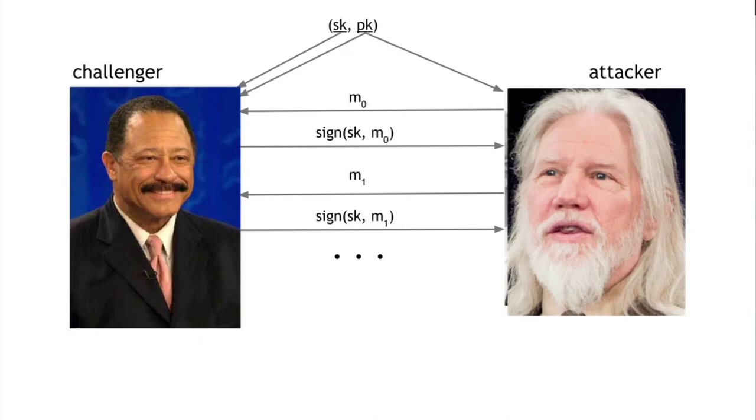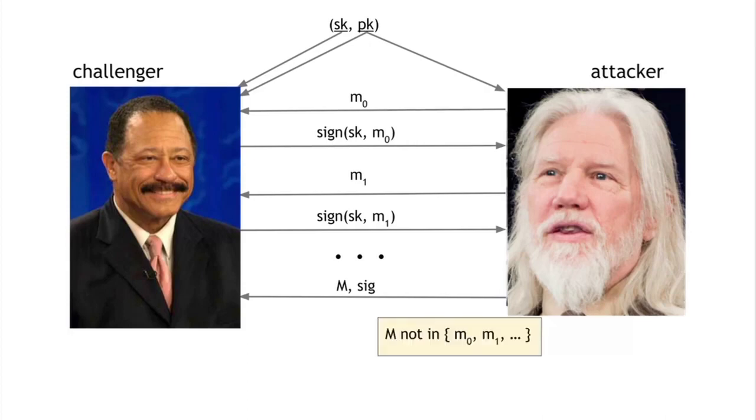Once the attacker is satisfied that he's seen enough signatures, and we're going to let him see only a plausible number, then he's going to pick some message M that he wants to forge a signature on, and he's going to try to forge a signature. And of course, there's a rule that says that this M, this message that he's trying to forge a signature on, isn't one of the messages that he's already seen, because it would be really easy for him to send over a valid signature on M0. I mean, we sent him a valid signature on M0 earlier.